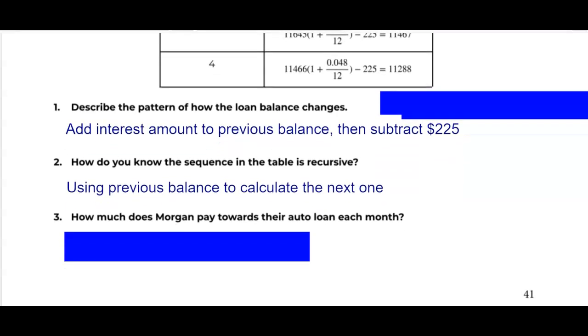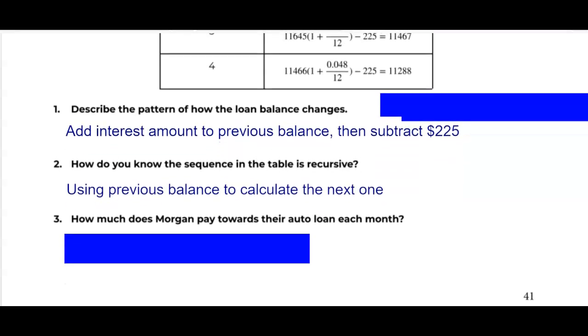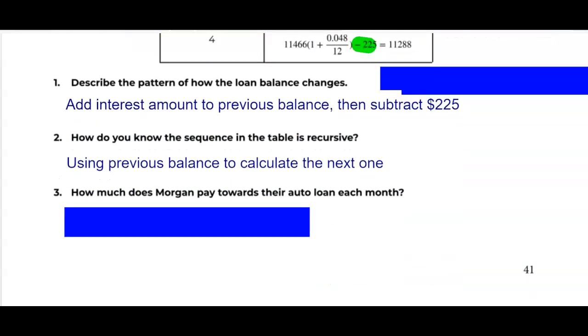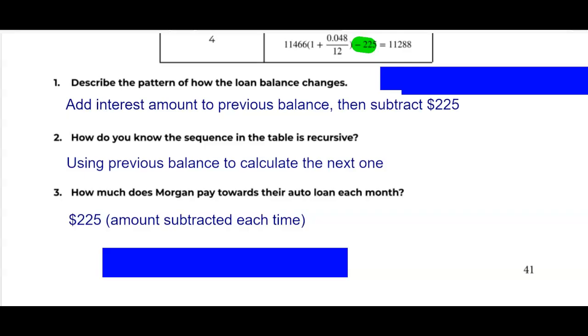How much does Morgan pay toward their auto loan each month? Well, that's the new part of this formula that we hadn't seen before. So the part of the formula that is new to us is this minus 225 on every level. So that would be the monthly payment. All right, every time they pay that, it comes off the balance, and so we end up with a lower amount, subtracted every time. All right, so hopefully you're able to get those 3 parts on your own.